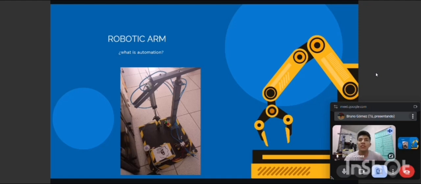Automation is the use of technology and systems to perform tasks or processes automatically, without direct human intervention. In order for a process in industry to be effective, a machine must operate independently of humans, as this brings great profit to companies.